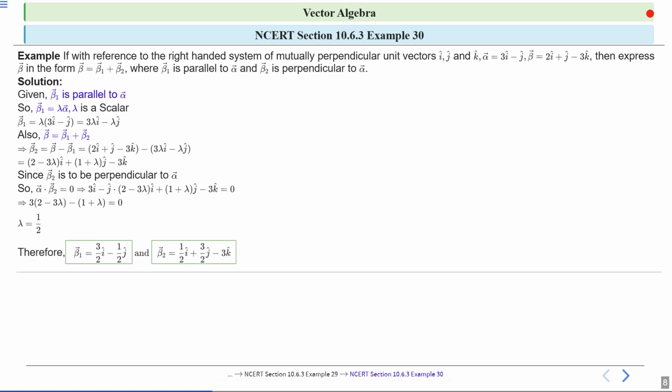Therefore we can say that beta 1 vector is equal to 3 by 2 i cap minus 1 by 2 j cap, and beta 2 vector is equal to 1 by 2 i cap plus 3 by 2 j cap minus 3 k cap. This is basically the right answer for the given question.